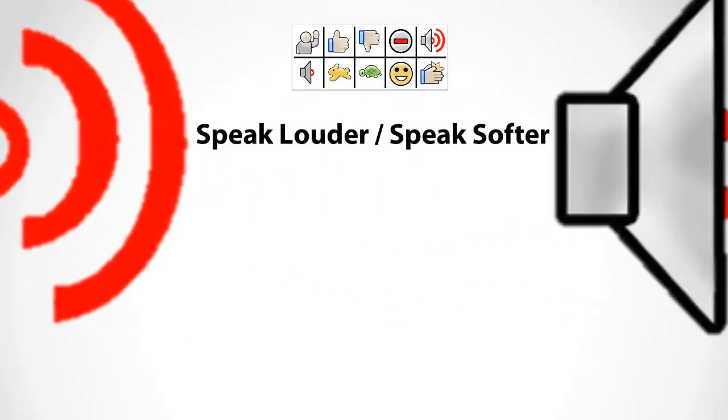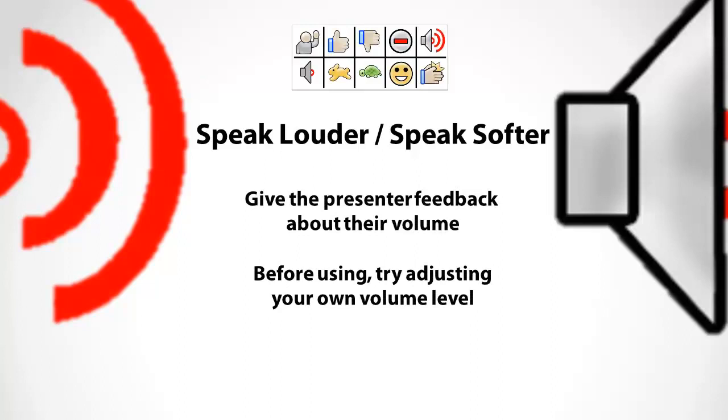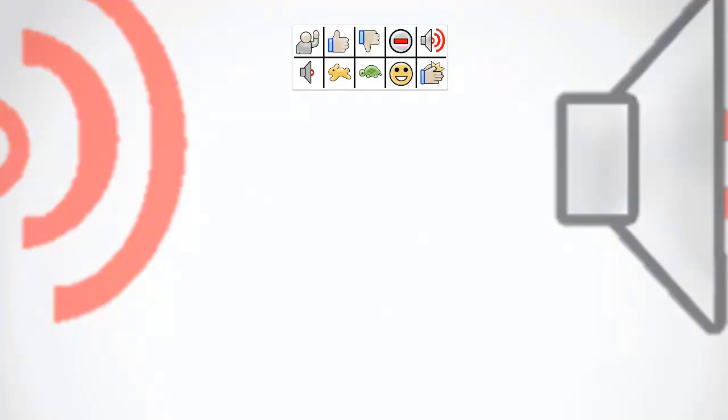Speak louder and speak softer. These two icons are used to give the presenter feedback about the volume of their speech. Before using, try to adjust your own volume level.